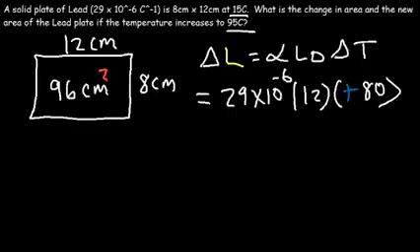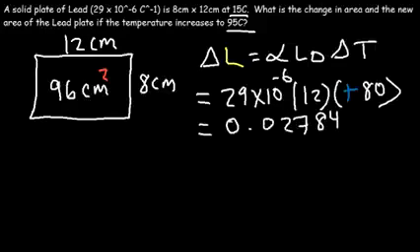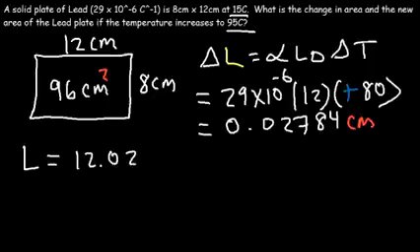So the change in length is going to be 0.02784 centimeters. So what is the new length? The new length is going to be L0 plus the change in length, so that's going to be 12.02784. Now let's do the same thing for the width.